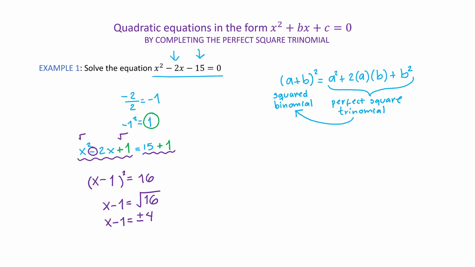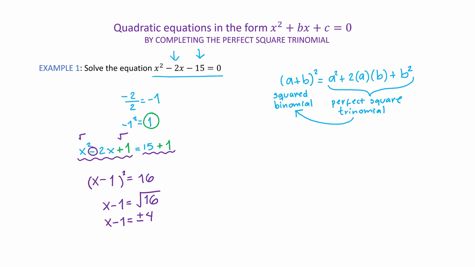Just as a note, remember that when we take a square root, we get a positive and a negative result, because 4 times 4 is 16, but also minus 4 times minus 4 gives us 16 as a result. So the square root gives us 2 answers. This is what is going to give us our 2 solutions for our quadratic equation.